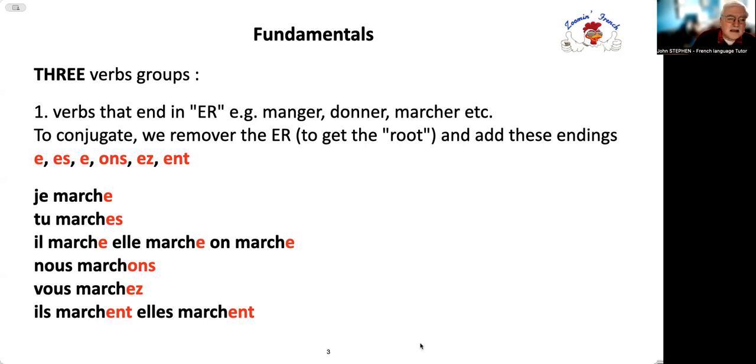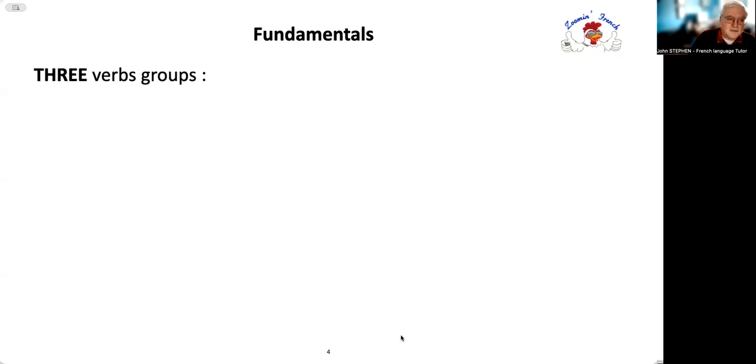Okay, so those are ER verbs, and the vast majority of all verbs that end in ER will be conjugated just like that. So once you understand how to do one, you know how to do the vast, vast majority. Let's look at the second group.